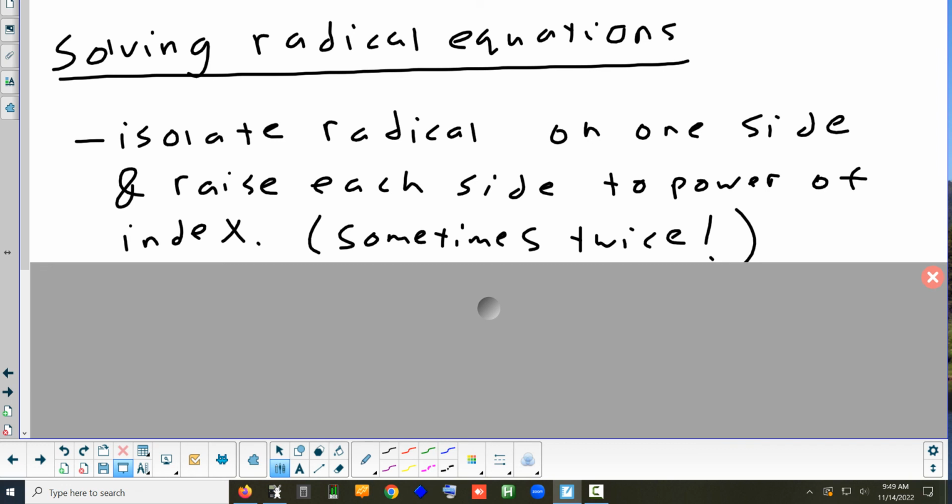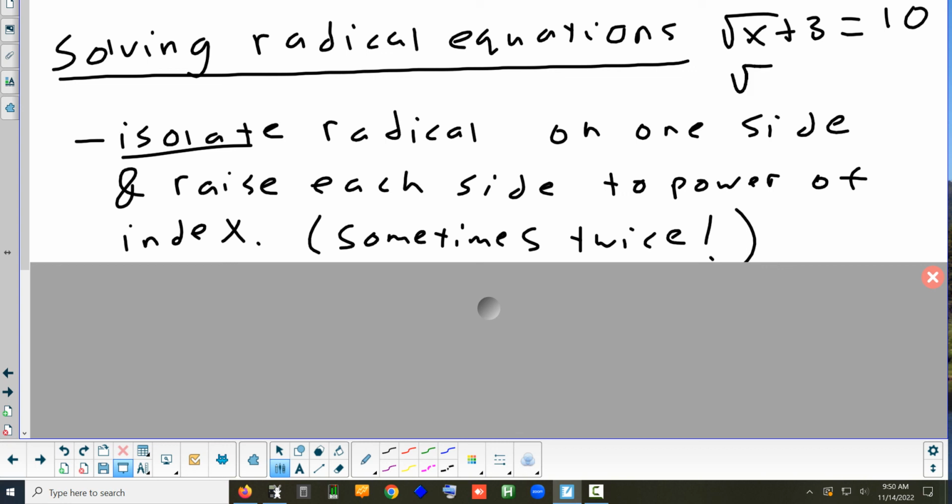If you had a problem like square root of x plus 3 equals 10, the radical in that problem is not isolated. It has something next to it. The first step is to get that 3 on the other side by subtracting. That would be your first step.